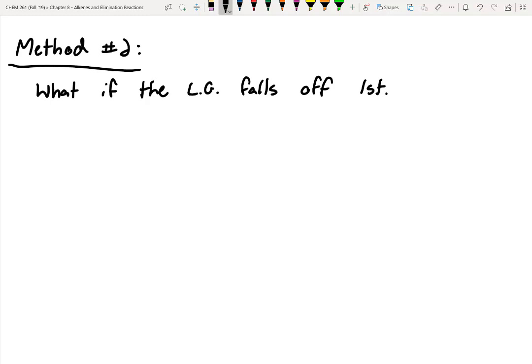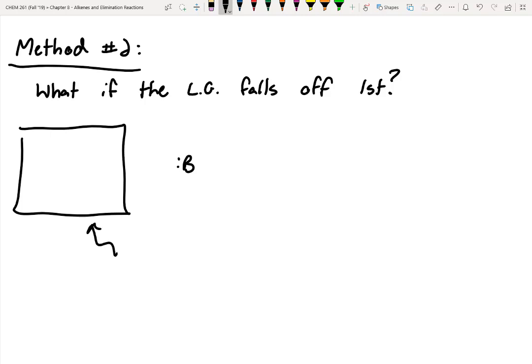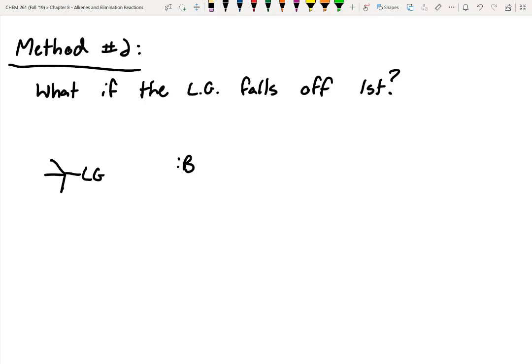Well, let's consider what sort of starting material we would need with a leaving group. So if we think about what would go in this box over here, and then our base over here, let's try to figure out what would go in this box. Should it be a primary, secondary, or tertiary carbon if we're going to assume that the leaving group falls off first? So tertiary would work better. Okay, so tertiary carbon we know would favor that leaving group falling off first. So let's consider this as an option.